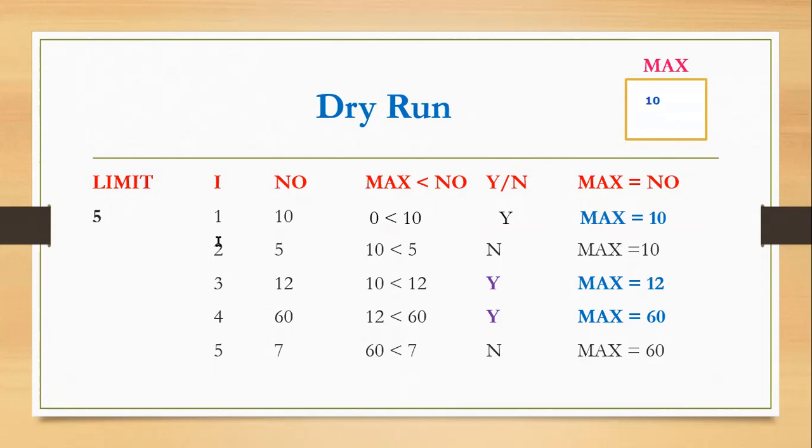Now when I is 2, the number I have taken is 5. The second time I give value as 5. That 5 will be compared with my max value. What is the max value here? 10. So I am going to check whether 10 is less than 5. Is it less? No. So if it is not less, then there is no change in max, because what I am writing is max equals number, but only if this is true. If this is false, there will be no change. So here, what is to be written? No change.